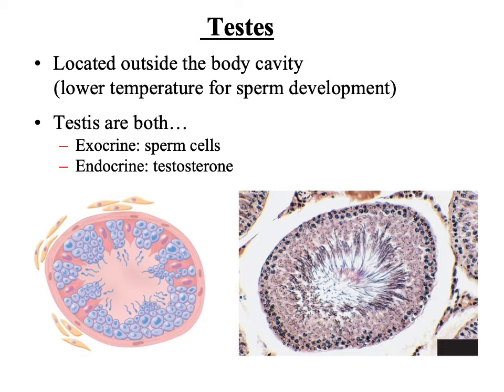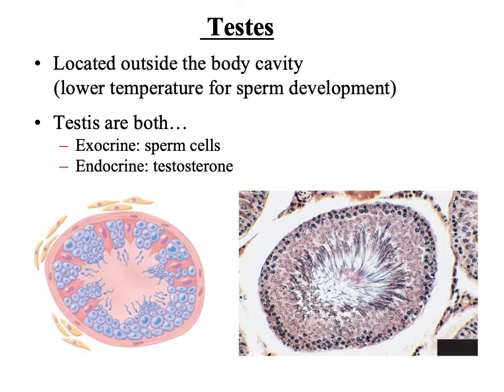And the testes actually don't start there. We'll see in a minute how they make their way down. But ultimately, they end up outside of the abdomen. And the reason for that is because sperm development actually requires a temperature that's about 1 to 2 degrees lower than regular body temperature. So that supplies that environment.